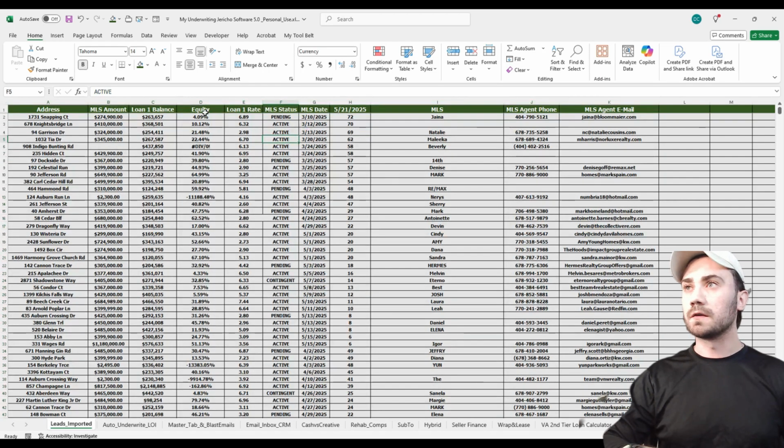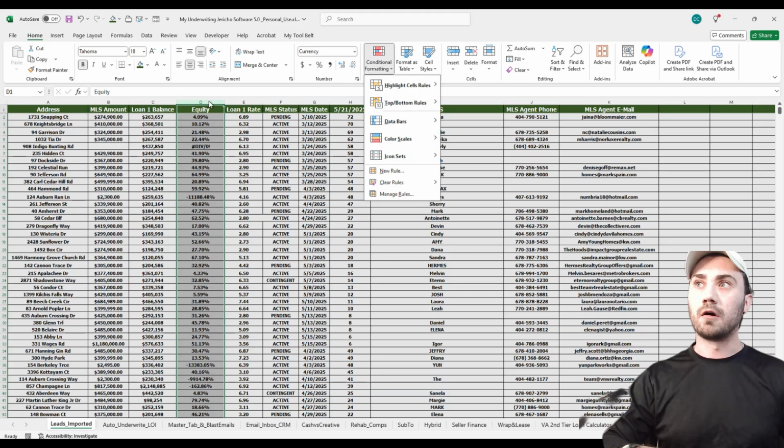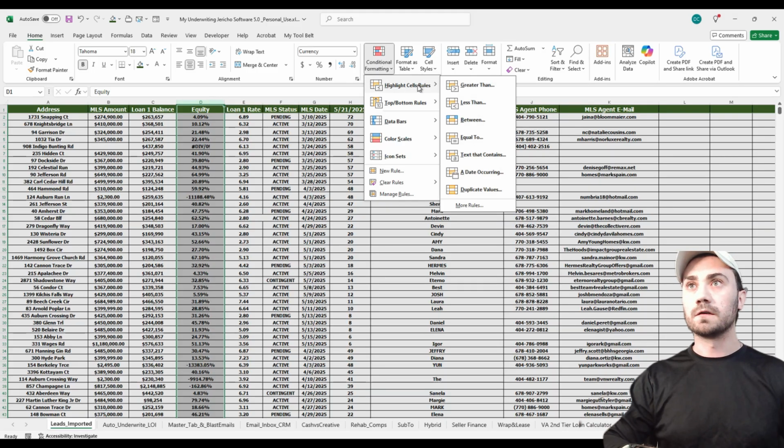The only thing that I would want to do now is add some sort of conditional formatting. So for example, because we're starting to target properties that have very low equity for a subject to transaction, I want to put in a conditional formatting here on the equity column, which is going to be column D. So I'm going to start highlighting rows that are in a specific equity range. Go to the Home tab here on the Excel workbook, click on the conditional formatting, and make sure you have selected your entire column, which in this case is my column D.